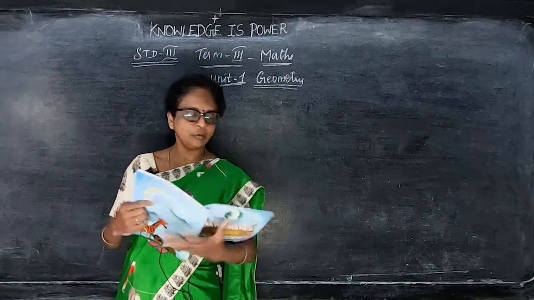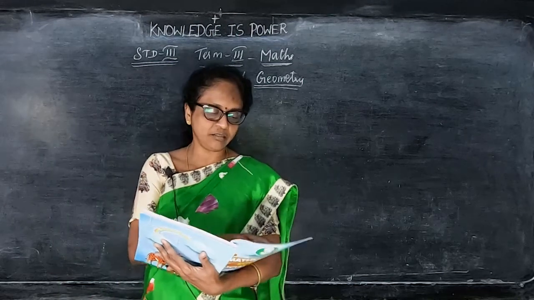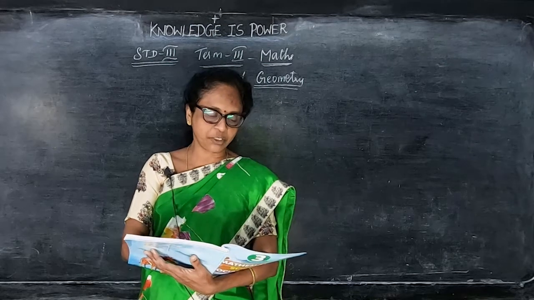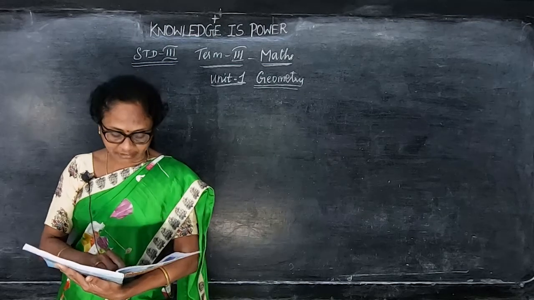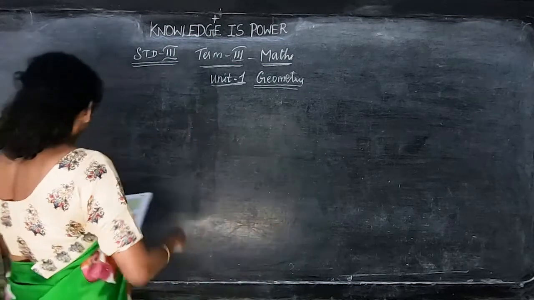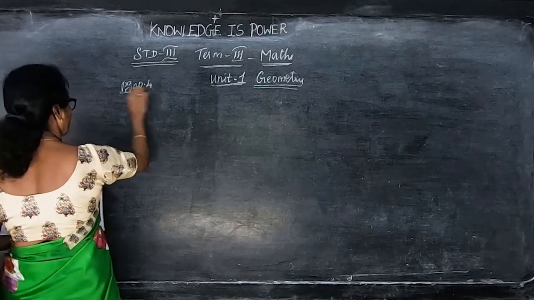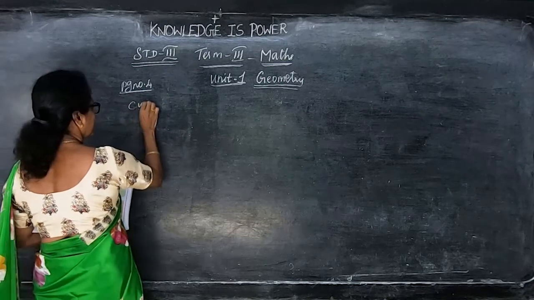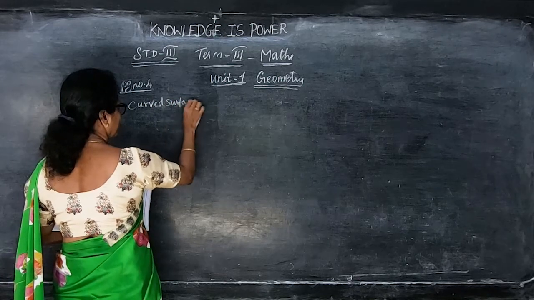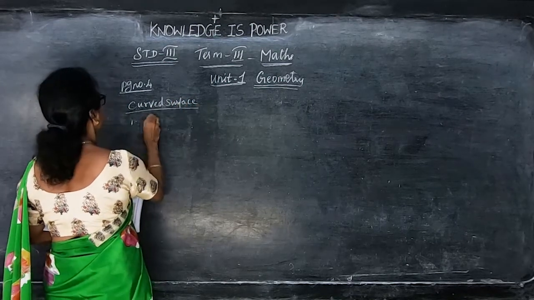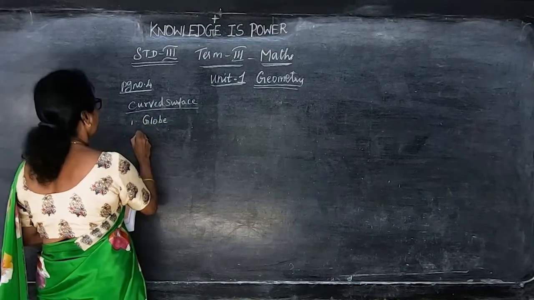So what you have to do now is pick out the shapes with curved surfaces, flat surfaces, and curved and flat surfaces from the given picture and complete the table. So you have to write curved surface, flat surface, curved and flat surface. This is from page number 4. Curved surface, we got the globe. Only the globe is there in the picture.